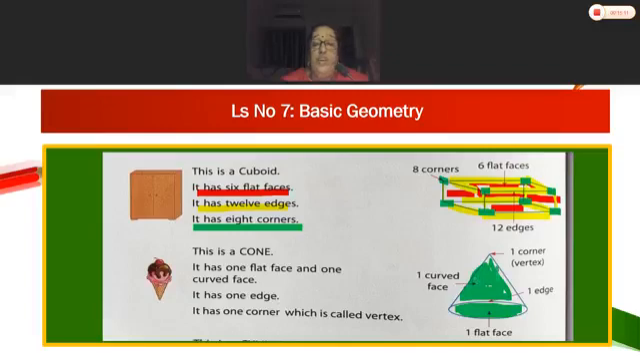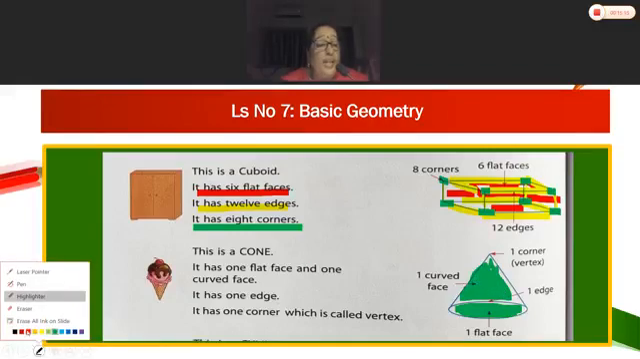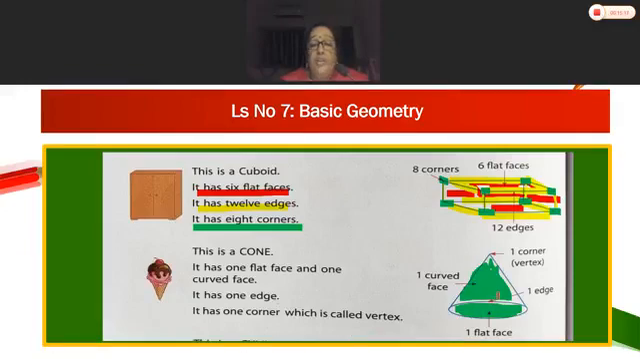One curved face. Yes, it has only one edge. Okay, with the red color you will see the only one edge. This is the one edge. Okay, it has only one corner, at the top, which is called a vertex, with the blue color. It has one corner which is called vertex.